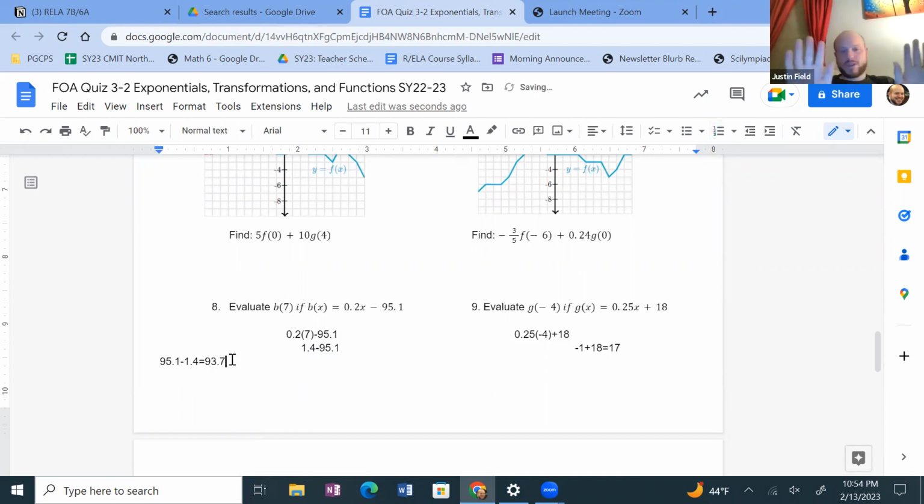Unless I did something wrong, which, whatever. I did my best. But you get the general idea. The steps are right. And there is your answer key.